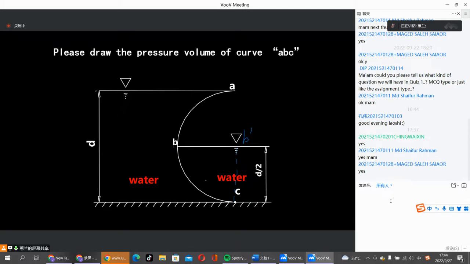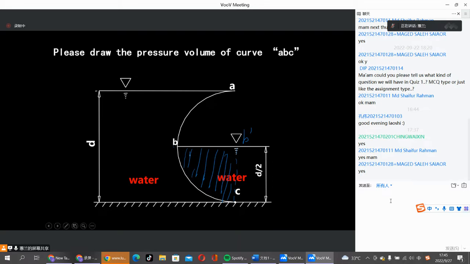We derive that this horizontal force on curve BC is actually equal to the pressure force on its vertical projection area B prime C, right? And its vertical force is actually equal to the weight of its pressure volume. The pressure volume here is actually the region above the curve BC to the free surface, right?